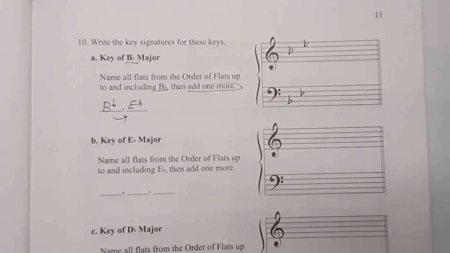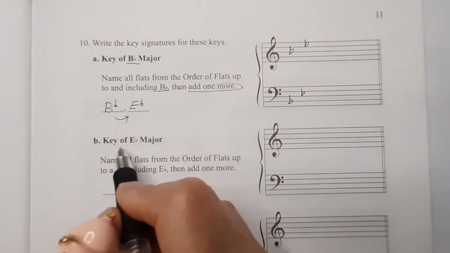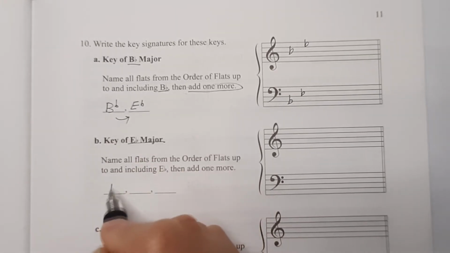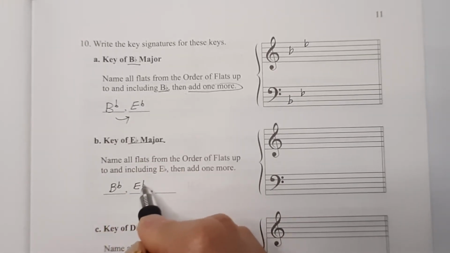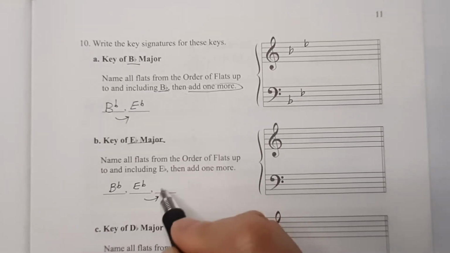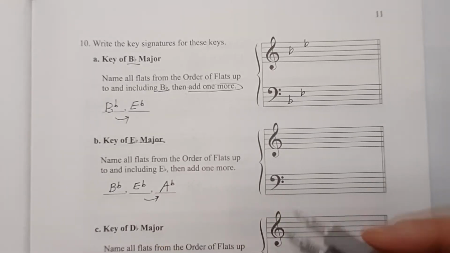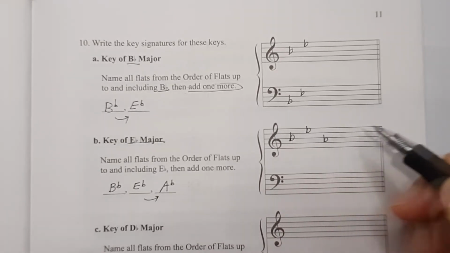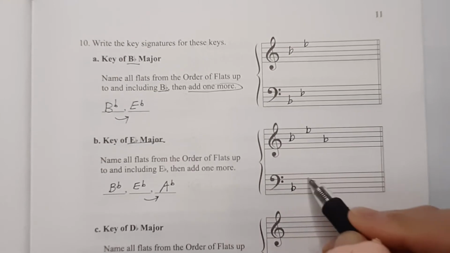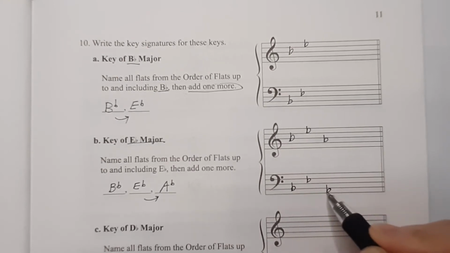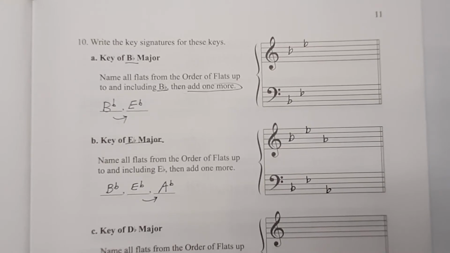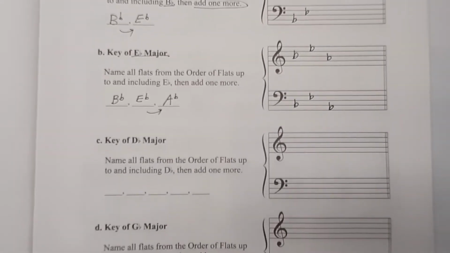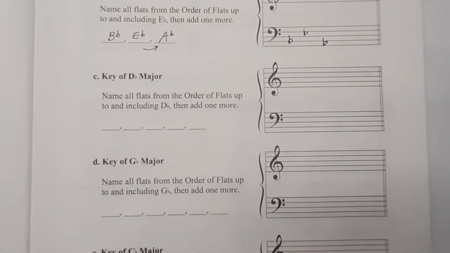Now in the key of E flat major, that's question B. You go up to E flat. First one is B flat, the second one is E flat, and you go one more, which is A flat. There you go. Write them. B flat, E flat, and A flat. Do the same thing for the bass clef: B, E, and A. Easy? Flat keys are much easier than the sharp keys. Okay, now let's go to question C.